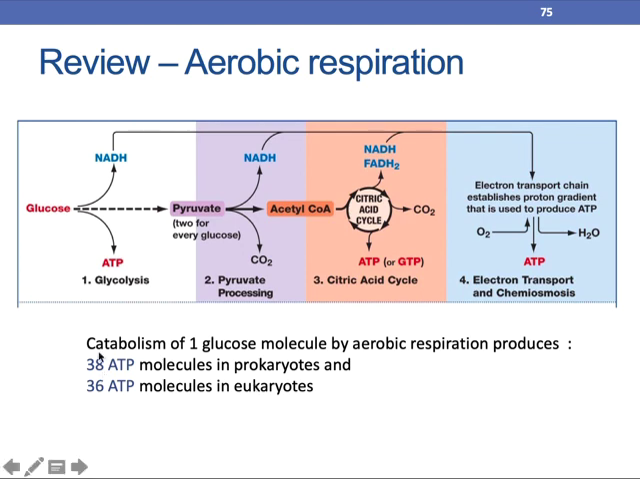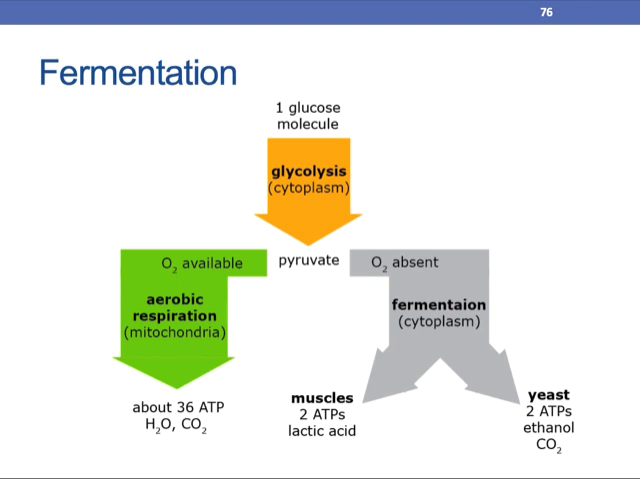In prokaryotes, you have 38 ATP molecules for one glucose molecule that undergoes aerobic respiration. In eukaryotes, you have 36 ATP molecules that are produced as a process of the breakdown of glucose. Fermentation. So if oxygen is available, aerobic respiration will take place. If oxygen is absent, fermentation will take place.